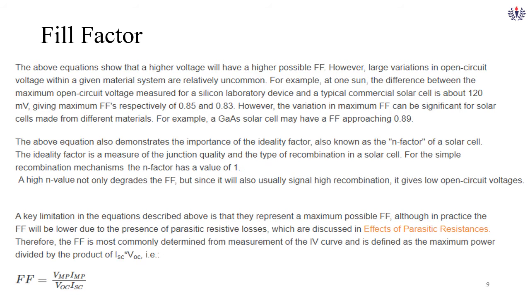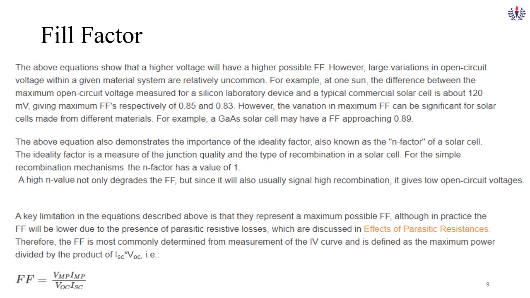The above equation also demonstrates the importance of the ideality factor, also known as the n factor, of a solar cell. The ideality factor is the measure of the junction quality and the type of recombination in a solar cell. For the simple recombination mechanisms, the n factor has the value of 1. A high n value not only degrades the fill factor, but since it will also usually signal high recombination, it gives low open circuit voltages.